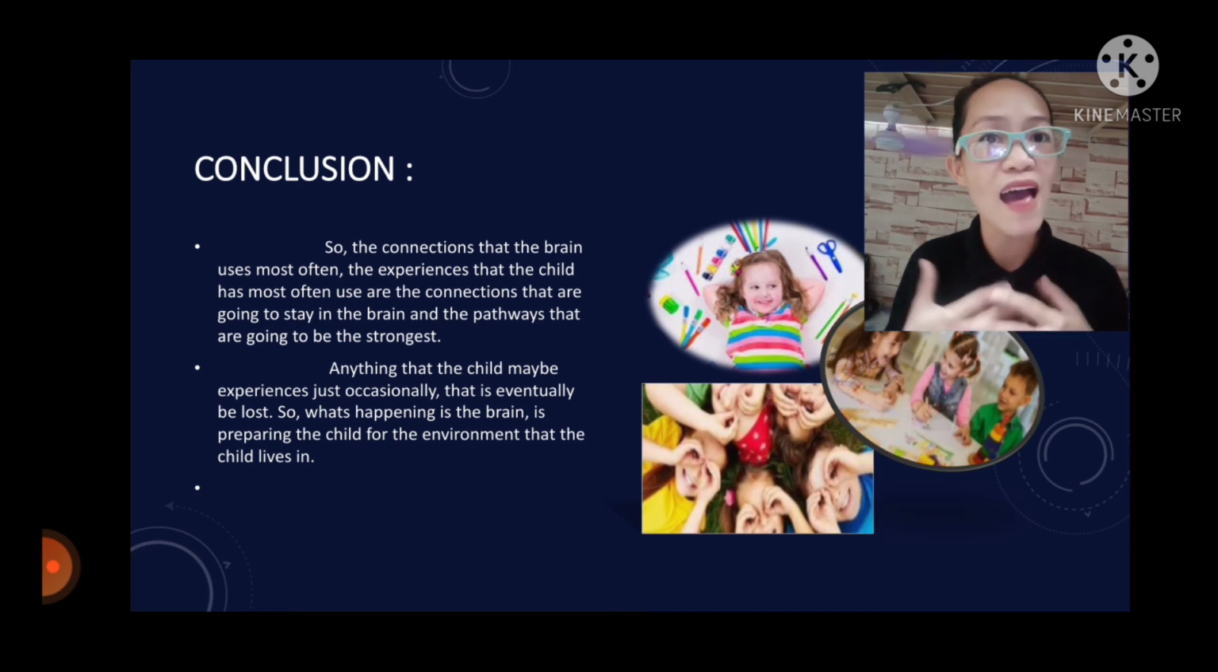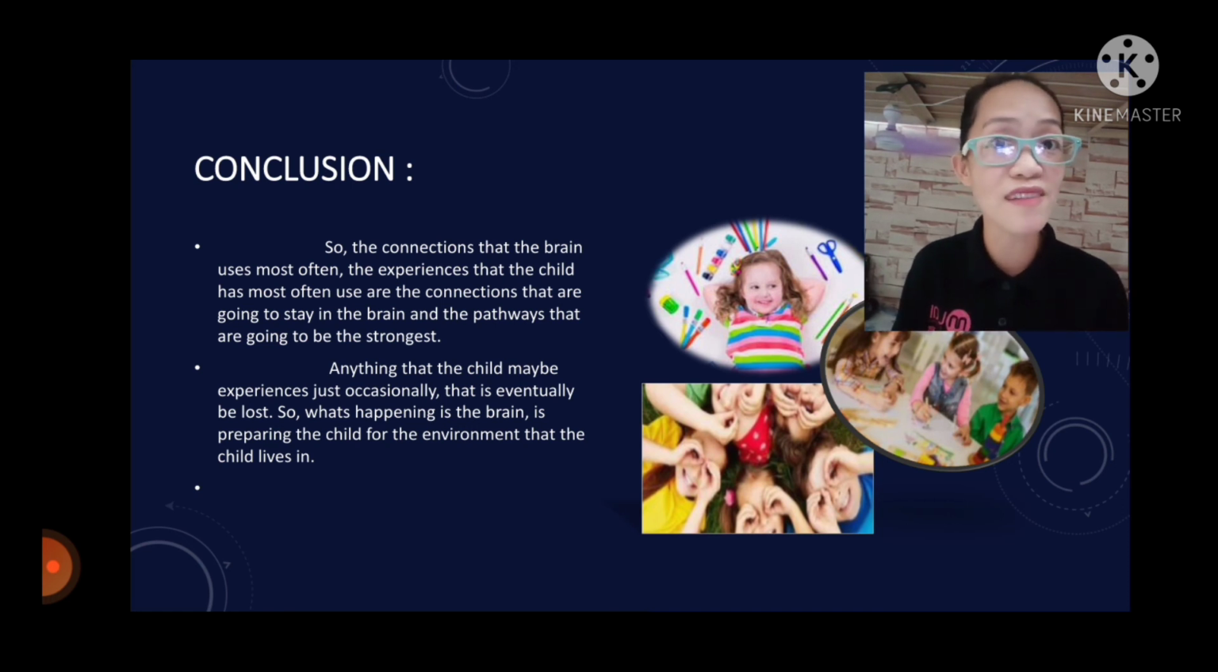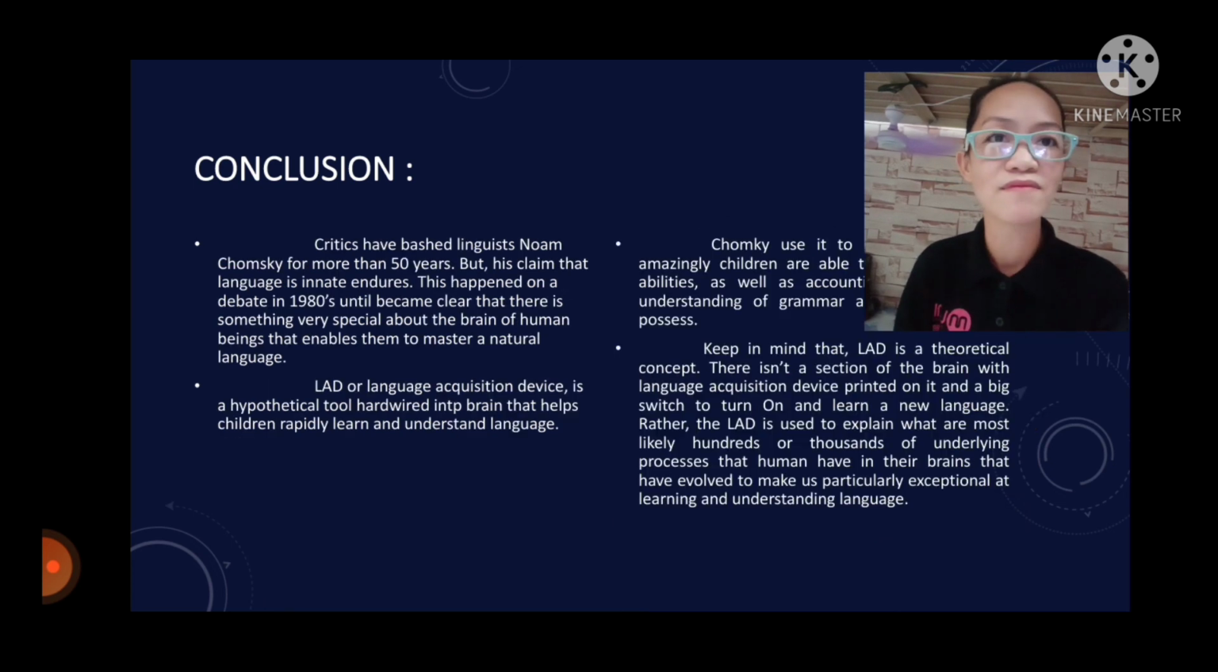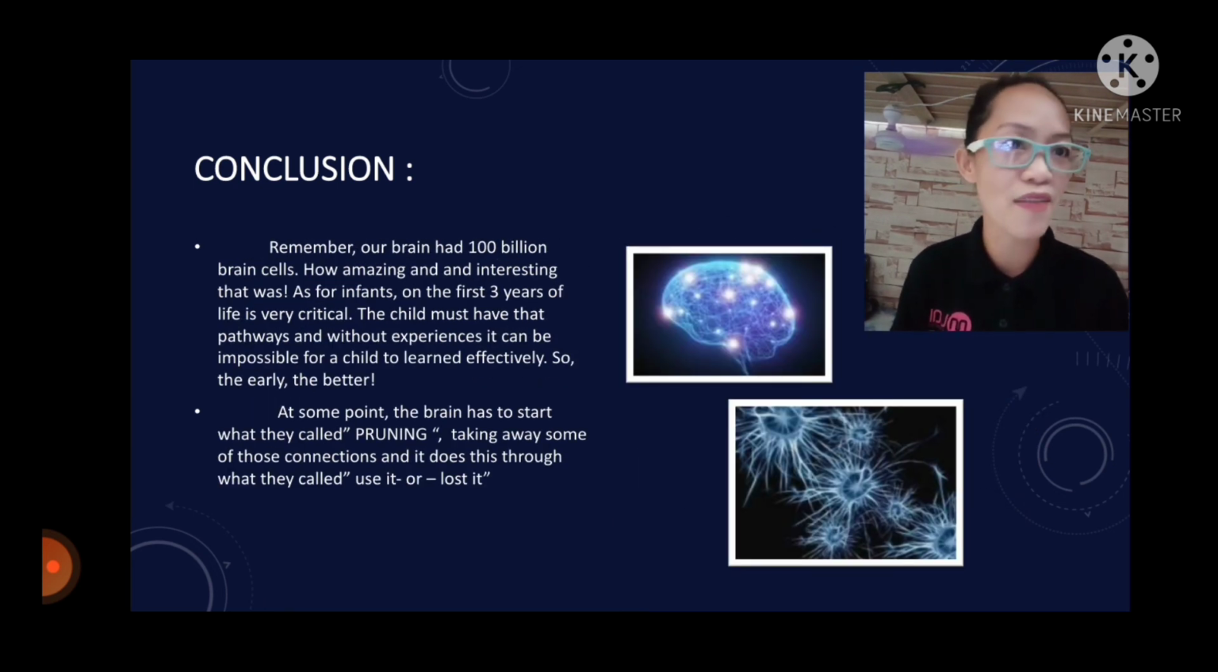So, the connections that the brain uses the most, the experiences that the child has most often, are the connections that are going to stay in the brain and the pathways that are going to be the strongest. Anything that the child experiences just occasionally will eventually be lost. So, what's happening is the brain is preparing the child for the environment that the child lives in. The child must have those pathways.